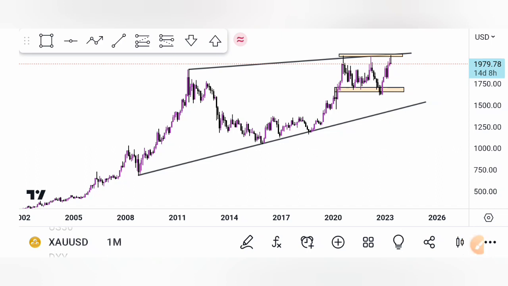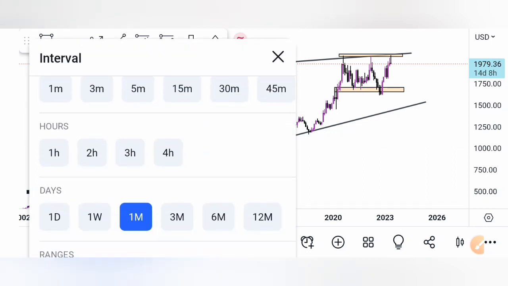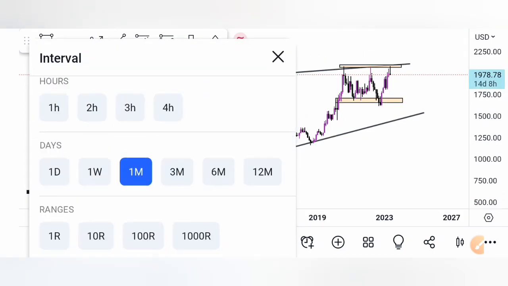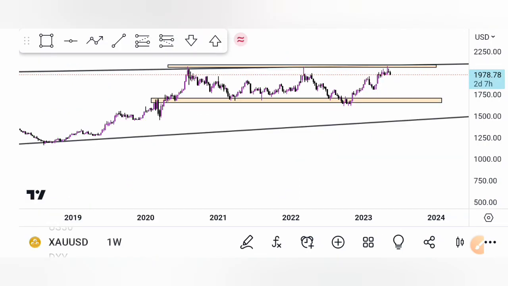So after doing this on the monthly time frame, what you want to do is go on a smaller time frame, your daily time frame or your weekly time frame, depends however you choose to do it. So let's just go on a weekly. So we go to our weekly time frame and we do the same thing. On a weekly time frame again, we do exactly the same thing.